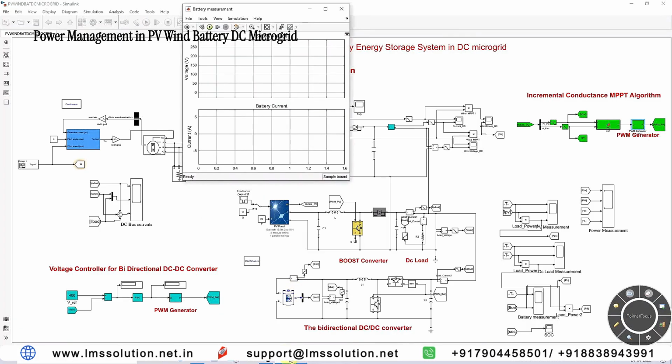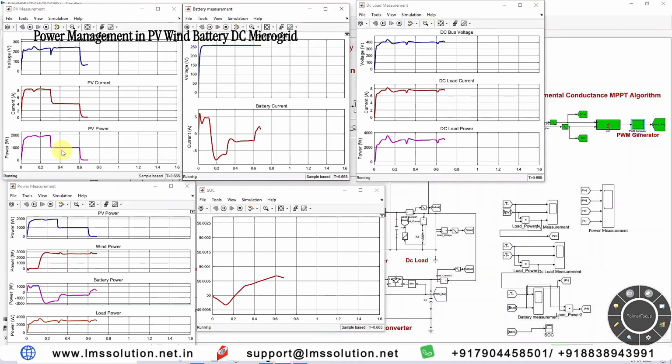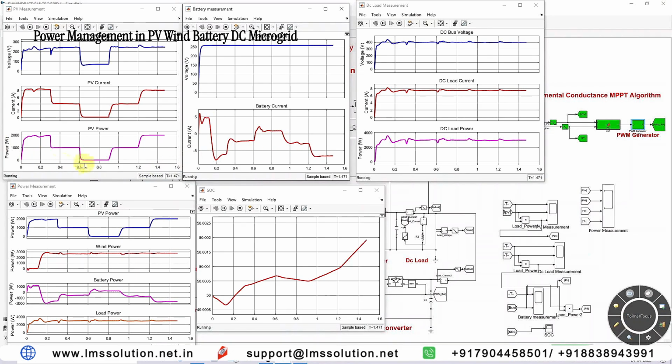Now I am simulating the model. Here I change the irradiation from 1000 to 500 and then 10 watts per meter square. Initially for 1000 watts per meter square, the PV power is around 2000 watts. For 500 watts per meter square, the PV power is around 1000 watts. For 10 watts per meter square, power is around 0. Because of that, you can see that the battery charging and discharging will vary. From 0 to 0.6 seconds the battery is in charging condition.